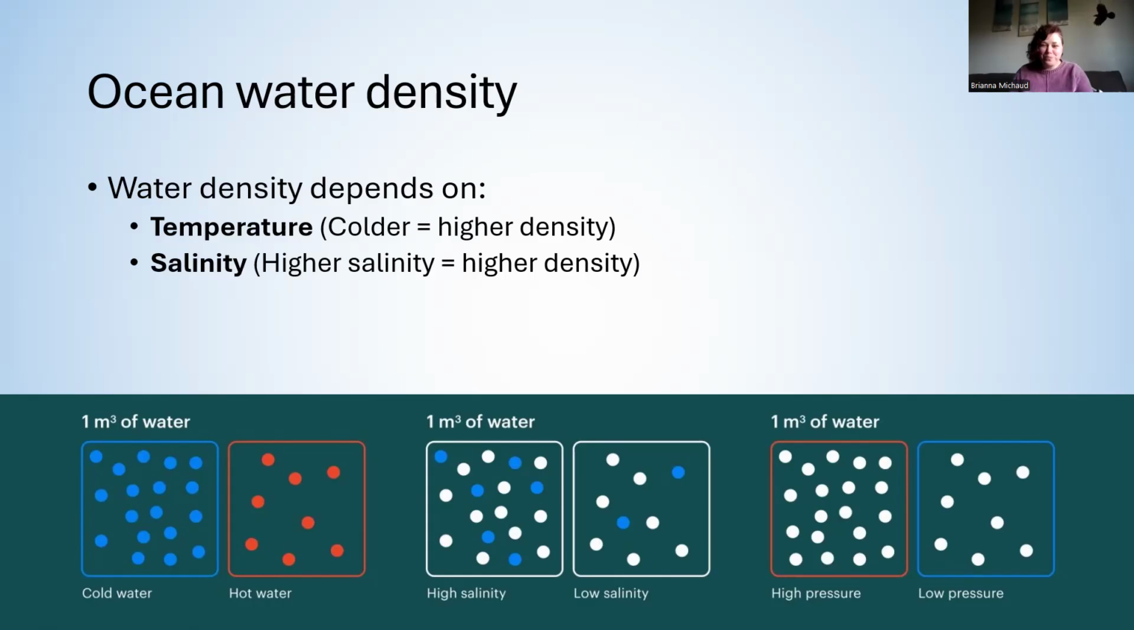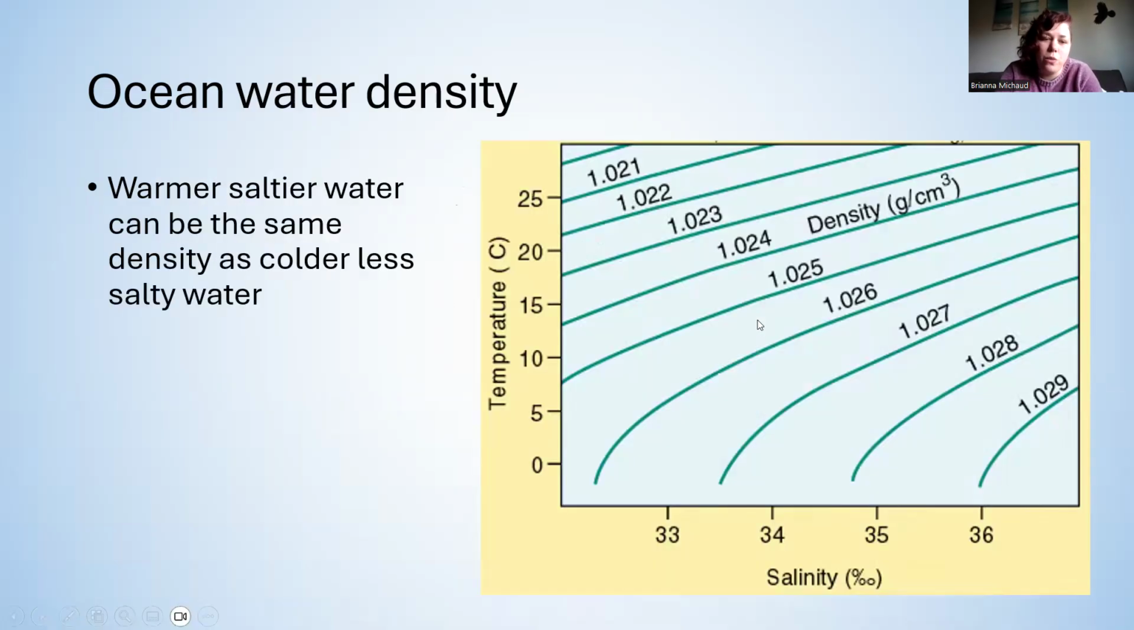So temperature. In general, the colder something is, the higher the density. And that's also true of liquid water. Cold liquid water has a higher density than warm liquid water. So colder, higher density. And the other is salinity. If the salinity is higher, then also the density will be higher. So higher salinity, higher density. And both these things will change the density of the water.